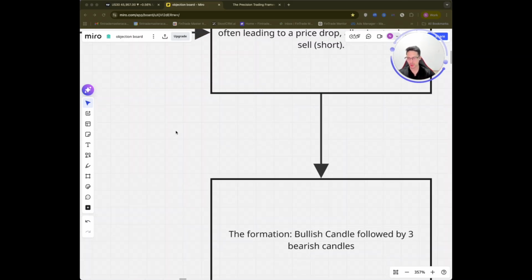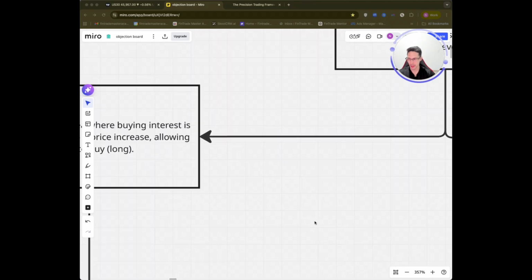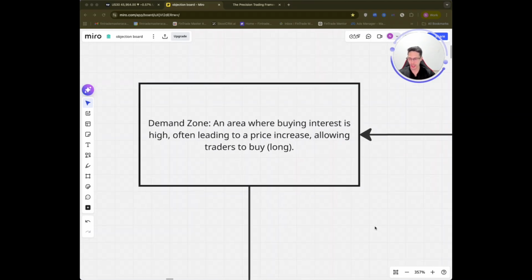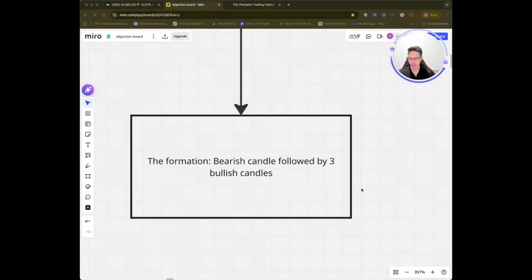So then we go over and we talk about demand now. Demand is just the opposite, an area where buying interest is high, often leading to price increase, allowing traders to buy, which is long. So we're taking buys, right? Price came down for us to take buys. What's the formation? It's just the opposite of a supply zone. Bearish candle followed by three bullish candles. One more time. Bearish candle followed by three bullish candles, right?